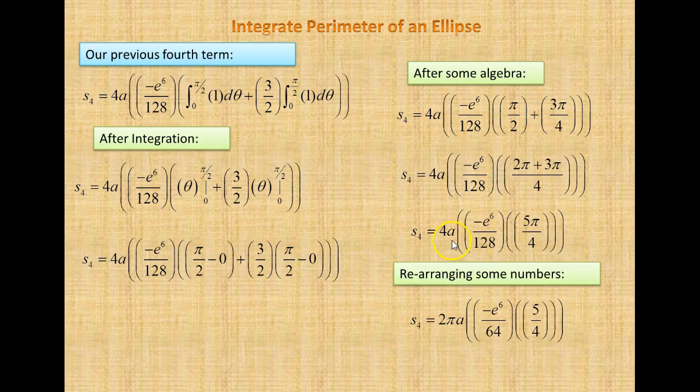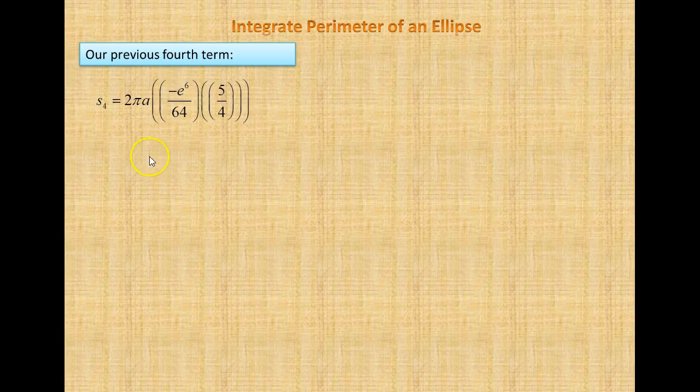And rearranging some terms, you remember 4 is 2 times 2. So bringing pi out front, 2 pi times a, and we have a 2 in here from the 4. We divide that into 128 to get 64, and we got 5 over 4, and here's our previous equation. So we have 4 times 64 is 256, so we have 5 over 256.